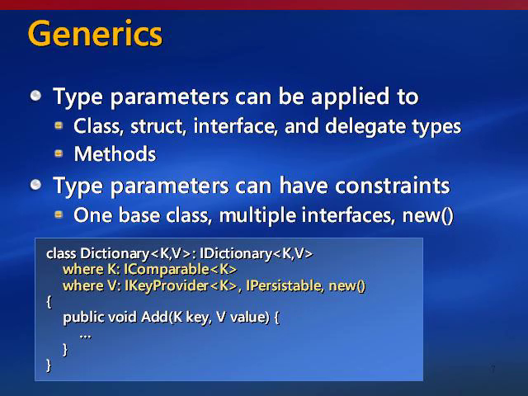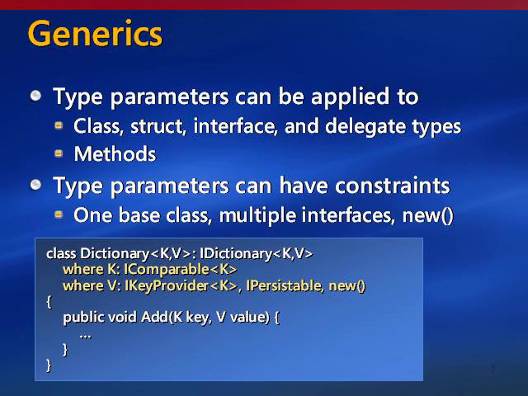Now, type parameters can have many different constraints. You can specify 0 or 1 base class, or any number of interfaces. And it's also possible to specify what we call a constructor constraint, which is new paren paren. And that means the type must have a public parameterless constructor, and when that constraint is present, it is possible to create new instances of that type in the generic class.